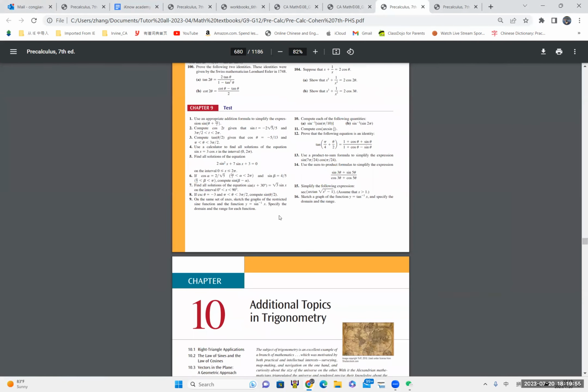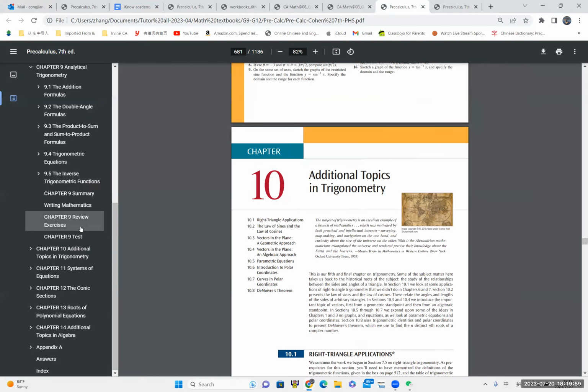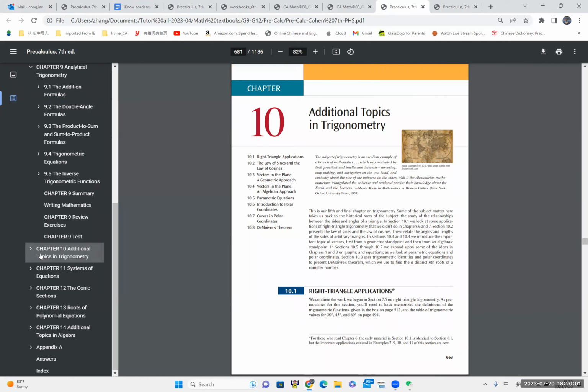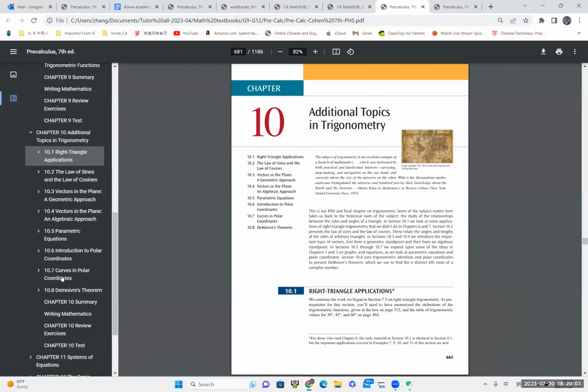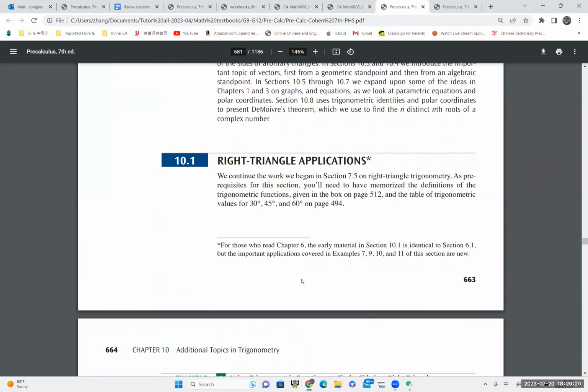Anyway, let's go to the next chapter. For chapter 10, I suppose we'll just go through the first two sections. They are also the most important two sections. Right triangle.